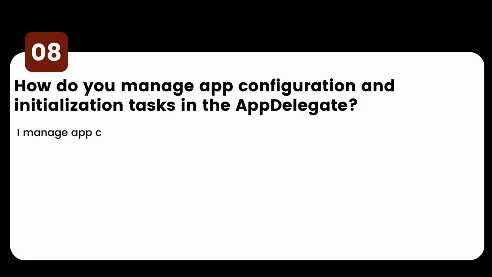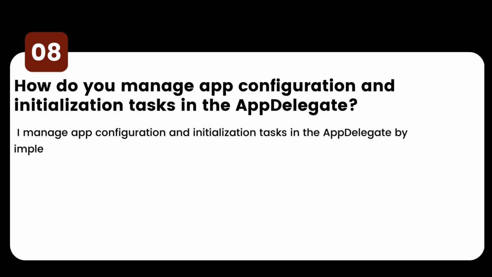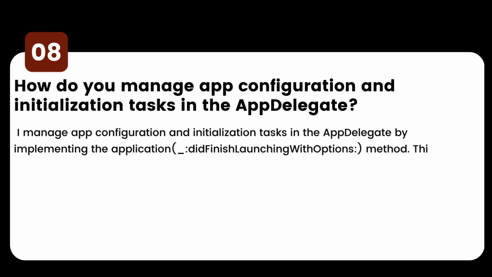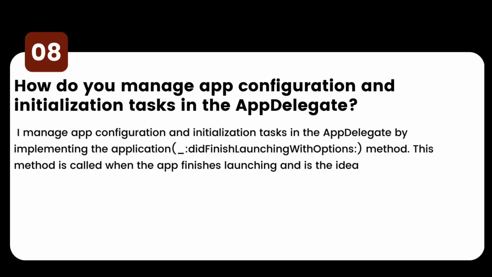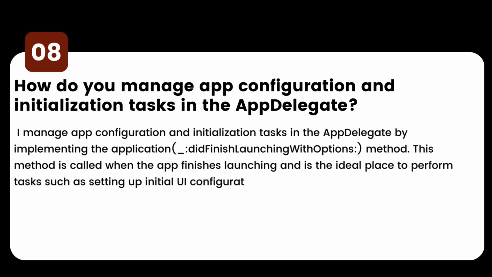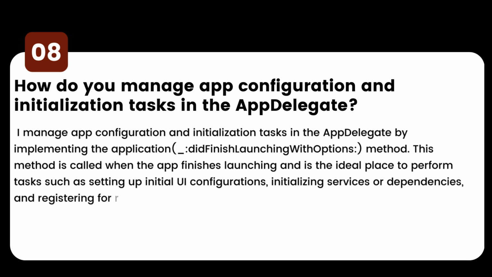How would you manage application configuration and initialization tasks in the app delegate? I manage the configuration and initialization tasks in the app delegate by implementing the applicationDidFinishLaunchingWithOptions method. This method is called when the app finishes launching and is the ideal place to perform tasks such as setting up initial UI configuration, initializing services and dependencies, and registering for remote notifications and other system services.